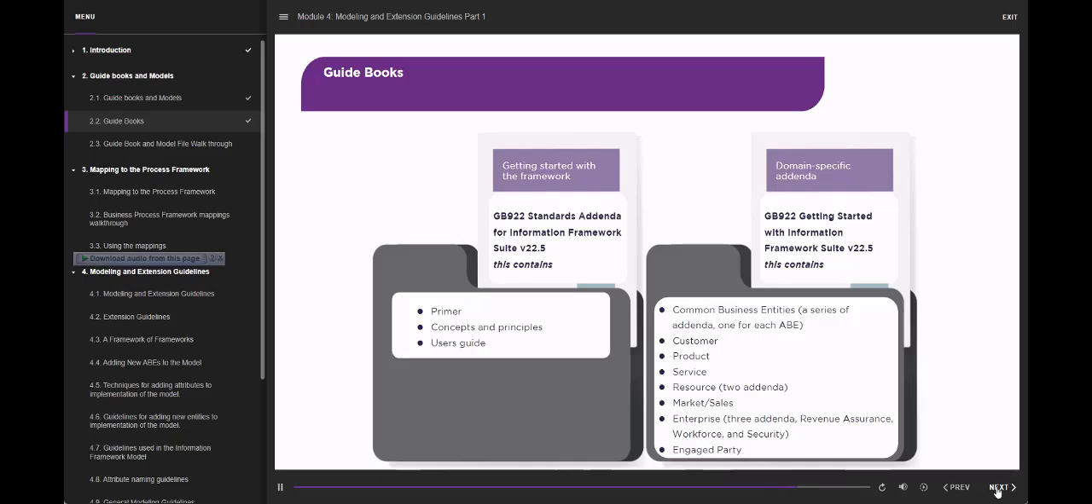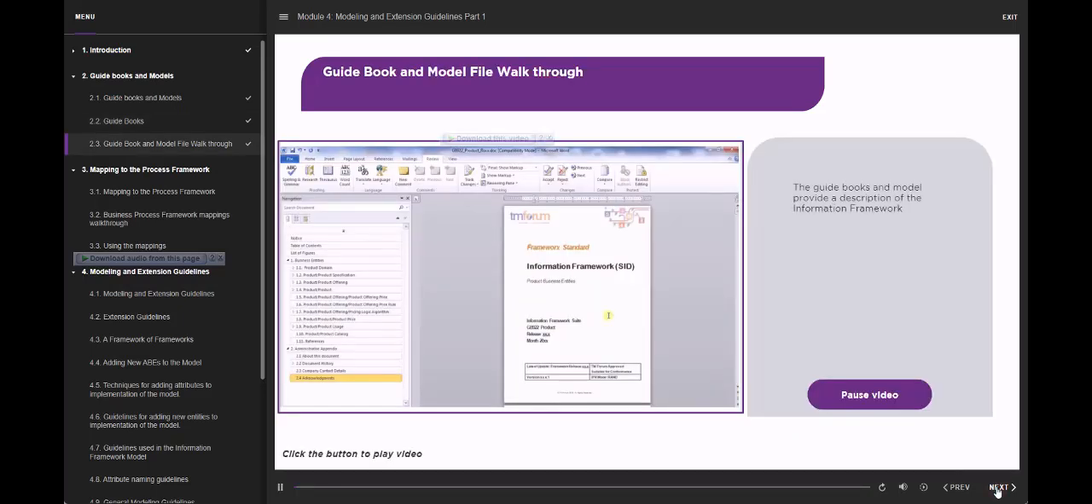You may wonder why the word addendum is used. The reason is that these documents can be viewed as additional information about the model which resides in a UML tool. They're also referred to as guidebooks. You'll see what is inside a guidebook. Here is the title page that contains the release number and date.